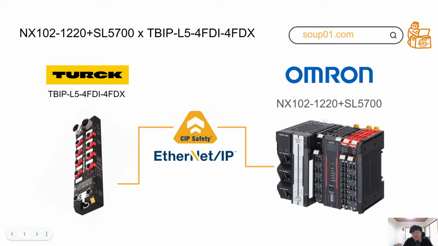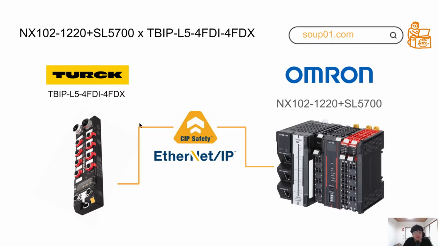I'm Chris. In this video, I'll use the OMRON CPU with an X1021220. It's a very powerful CPU. Then I'll install a safety module called SL5700 to the right hand side of my CPU. By using this module, you can build FSoE connections or CIP Safety connections.